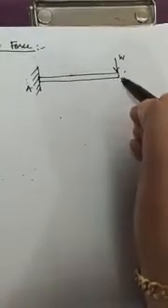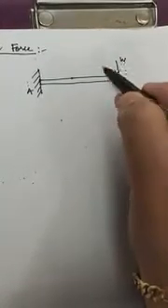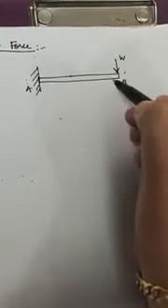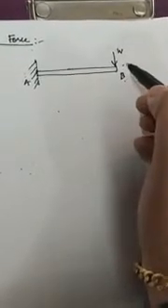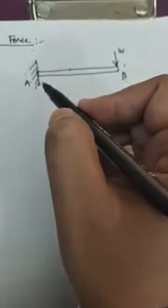Let us suppose any force, suppose W, is a load acting at point B. And what type of load is this? This is a point load or concentrated load. And what type of support is at point A? This is a fixed support.